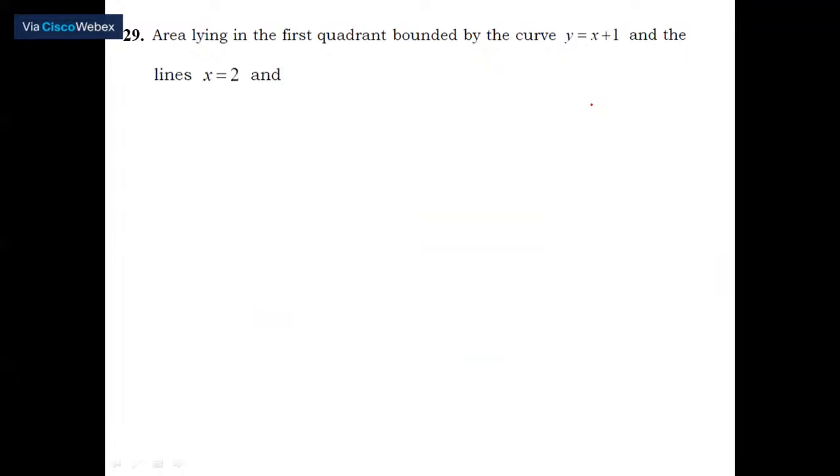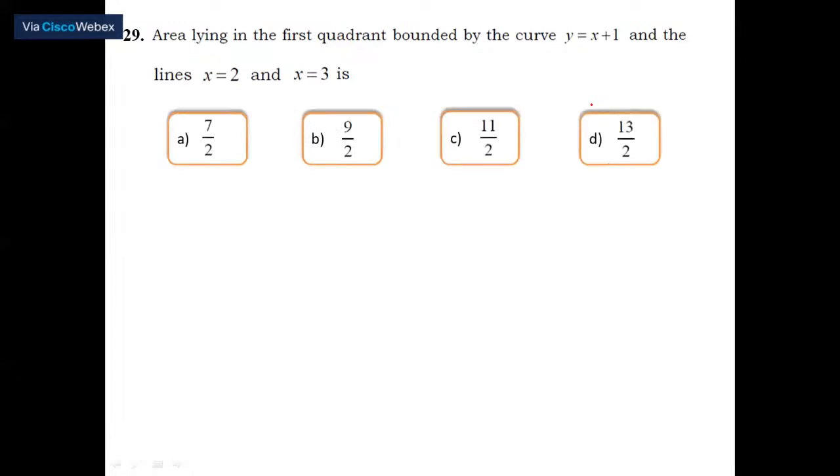Now let's move on to the next. Area lying in the first quadrant bounded by the curve y is equal to x plus 1 and the lines x is equal to 2 and x is equal to 3. Options are 7 by 2, 9 by 2, 11 by 2 and 13 by 2. So here our area is bounded by the curve, which is a straight line, y is equal to x plus 1, and the lines x is equal to 2, x is equal to 3 in the first quadrant.